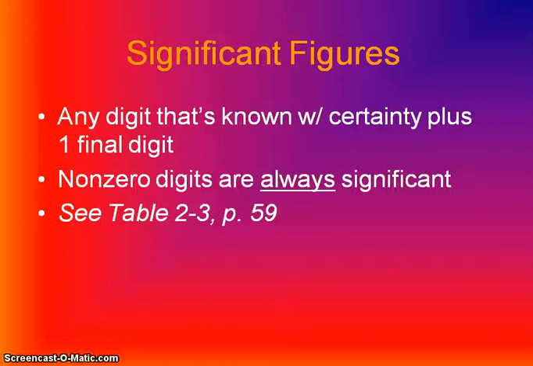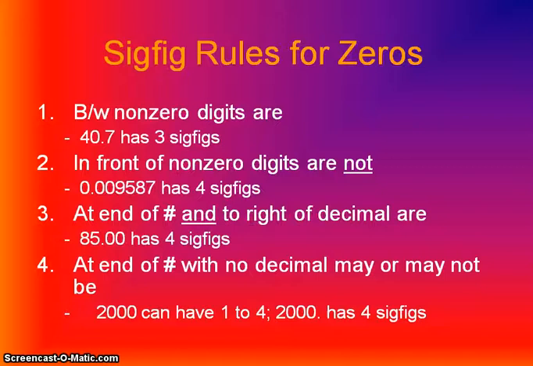Now, anything that's not a zero is always going to be significant. So what we're going to need to learn are some rules for the zeros, and those are listed on page 59 in your textbook. This is a summary of those rules. The first one tells us that when we have a zero that is sandwiched in between non-zero digits, they will be significant. So for instance, in this example here, 40.7, the 4 and the 7 are significant, and the 0, because it is sandwiched in between those two non-zero values, will also be significant. So this number has 3 significant figures.